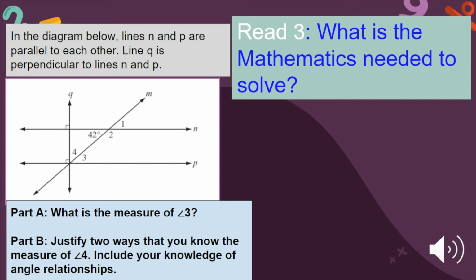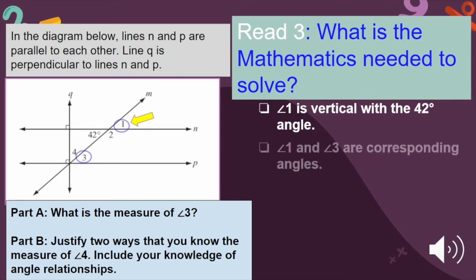Angle 1 is vertical to the 42-degree angle. So that means the measure of angle 1 is 42 degrees because vertical angles are congruent. Also, angle 1 and angle 3 are corresponding angles of the parallel lines. Corresponding angles are congruent. So that means the measure of angle 3 is also 42 degrees.